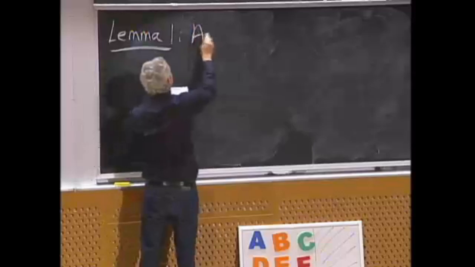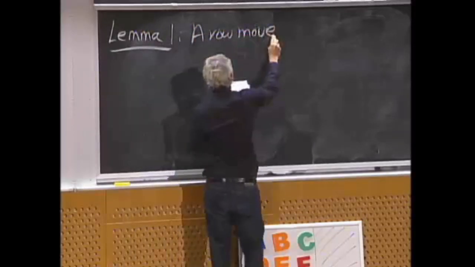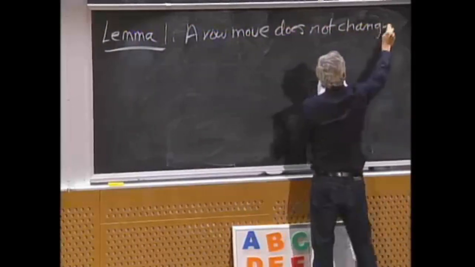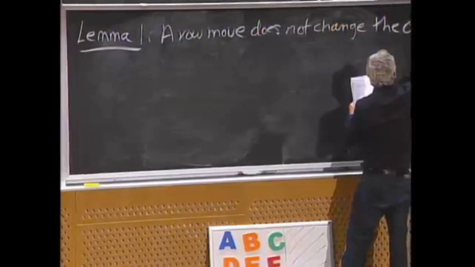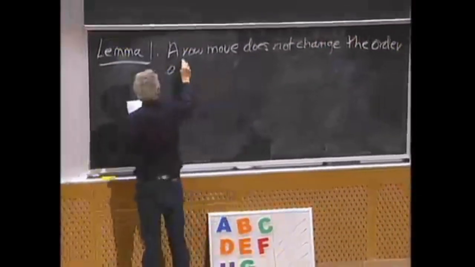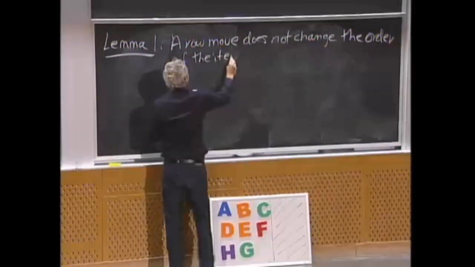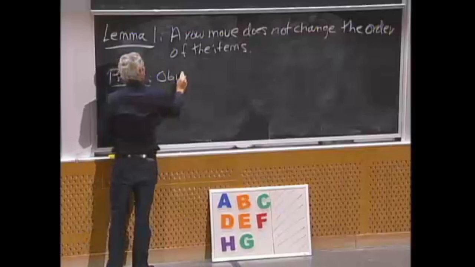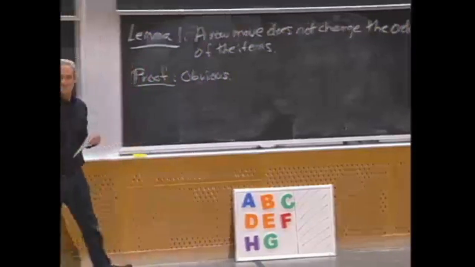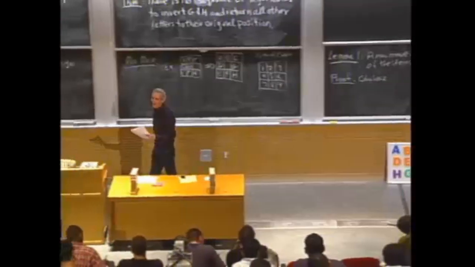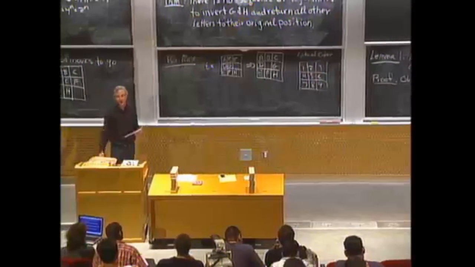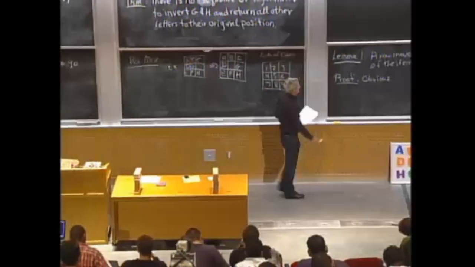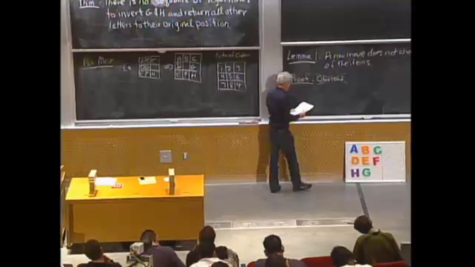Lemma 1. A row move does not change the order of the items, of the letters. Proof, well, it's obvious. No, you can't let me get away with that, right? Because I'm not going to let you get away with that on homework. That's not so good. So we've got to be a little more careful in the proof here. Otherwise, we'll just head down the path to trouble.